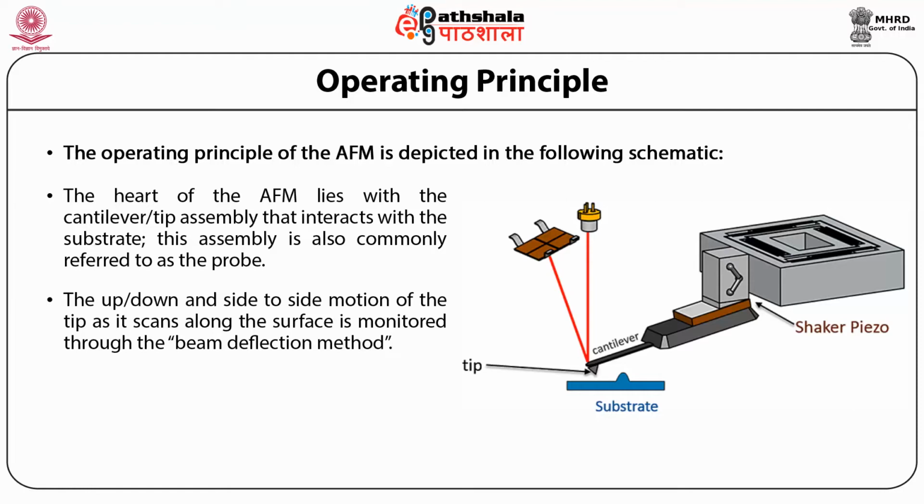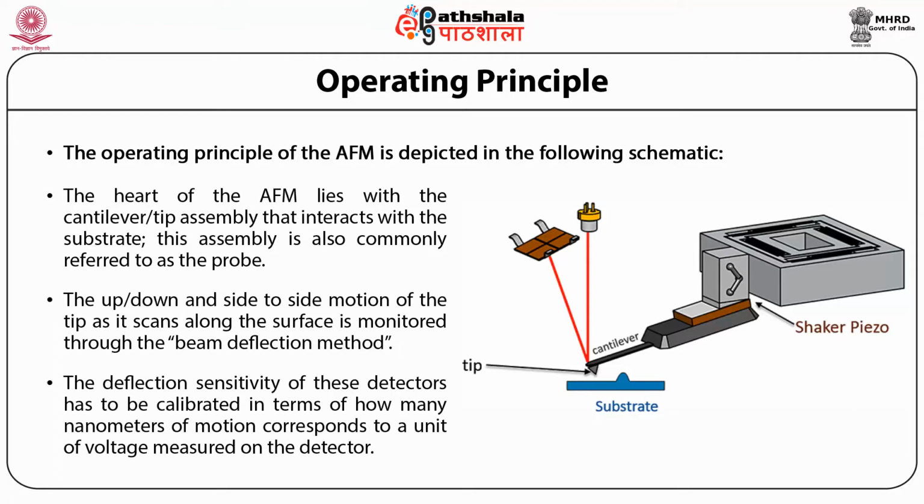method. The beam deflection method consists of a laser that is reflected off the back end of the cantilever and directed towards a position-sensitive detector that tracks the vertical and the lateral motion of the probe. So the deflection sensitivity of these detectors has to be calibrated in terms of how many nanometers of motion corresponds to a unit of voltage measured on the detector.